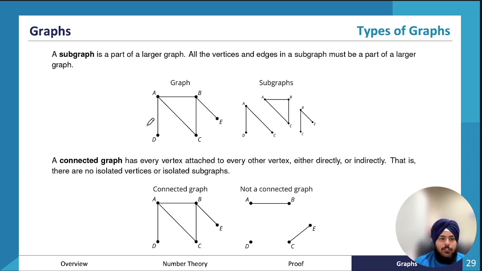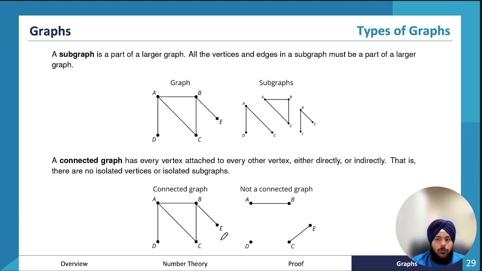Next, we have connected graphs. So connected graphs are basically graphs where we have no isolated vertices. And an isolated vertex is basically a vertex that has no edges connecting it to other vertices. So a connected graph will have no isolated vertices. We will have connections to every single vertex on the graph.